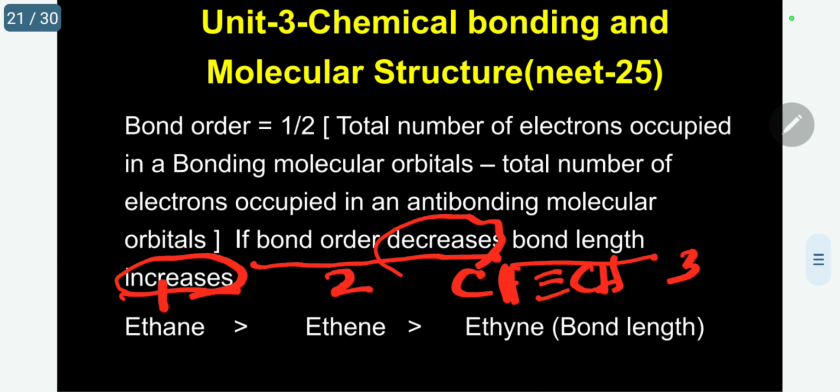So what can we assume now? When bond order increases, bond length decreases. Bond order decreases, bond length increases. Please keep this in mind. For example, ethane has a carbon-carbon single bond, ethylene a carbon-carbon double bond, and ethyne a carbon-carbon triple bond. So please follow: bond order and bond length are in reverse order. Bond order increases, bond length decreases, and vice versa.